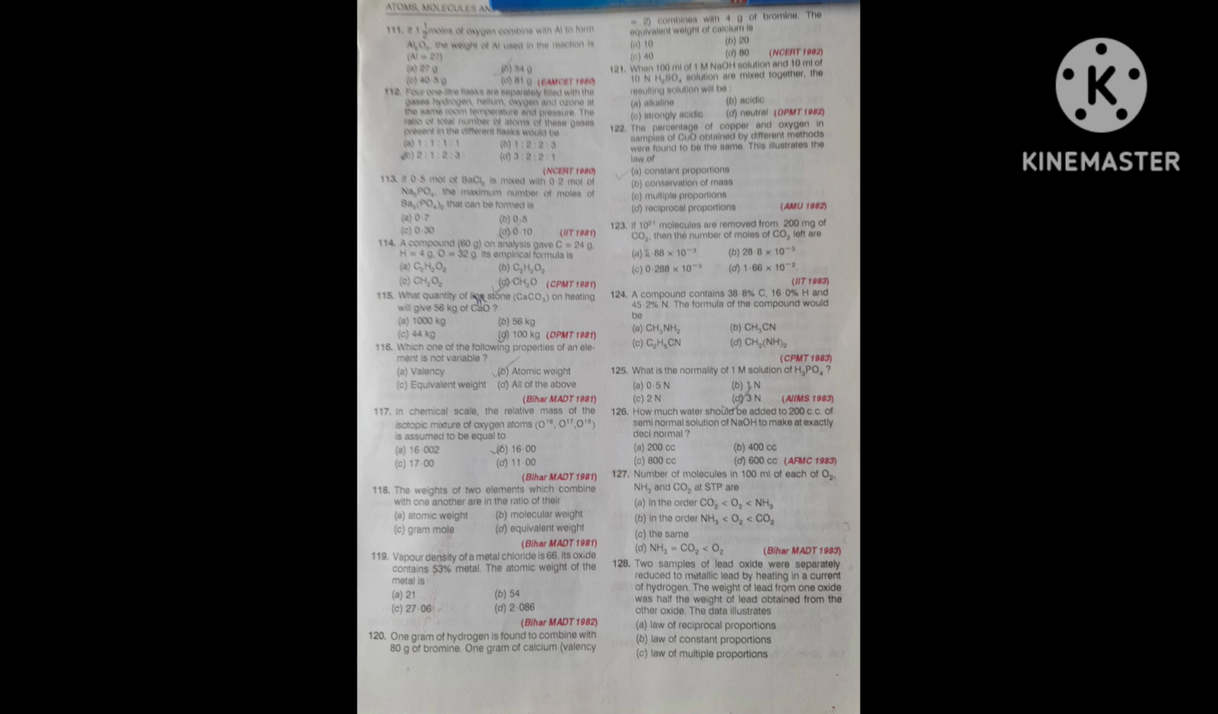Question number 123. If 10 to the power 21 molecules are removed from 200 mg of CO2, then the number of moles of CO2 left are: first option 2.88 into 10 to the power minus 3. Second option 28.8 into 10 to the power minus 3.